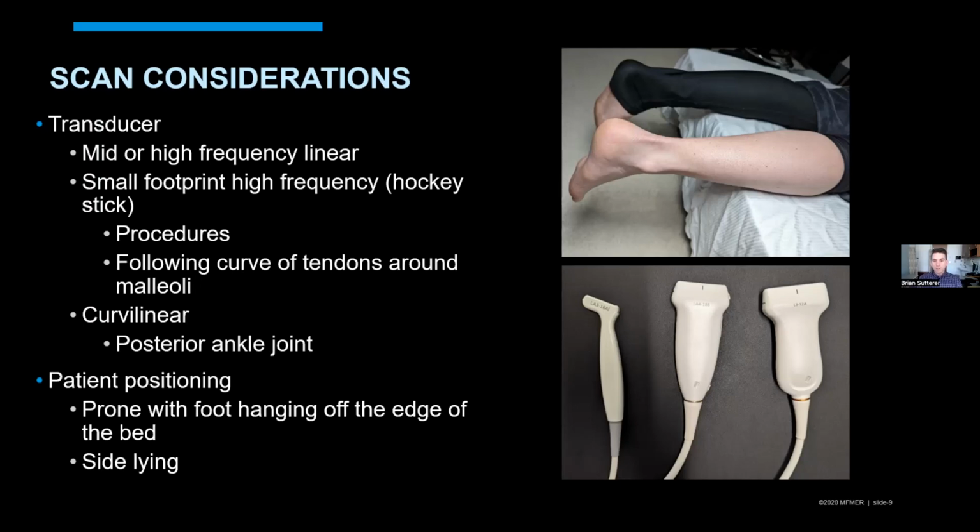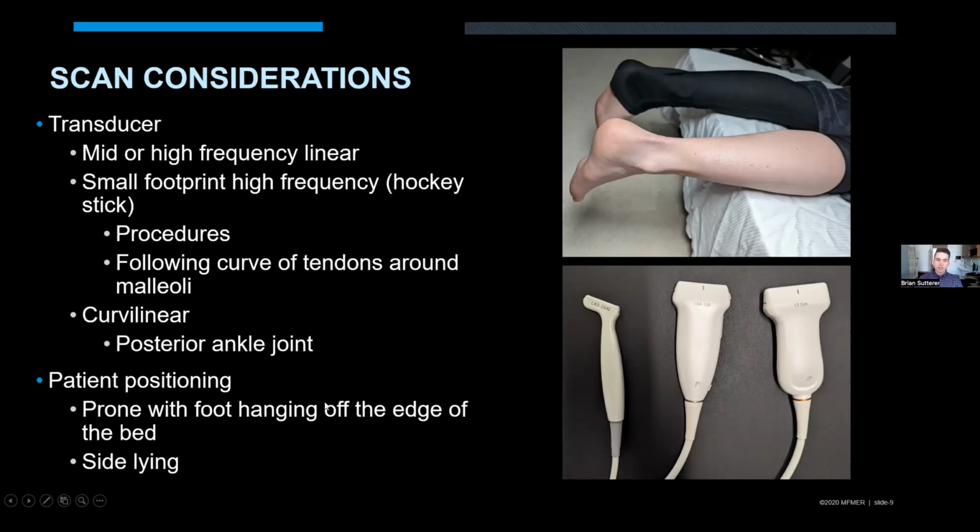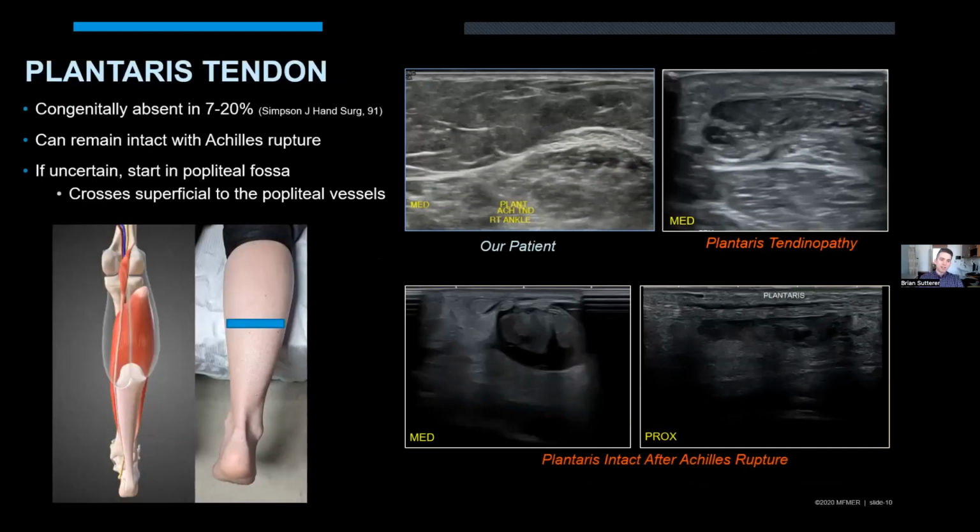The small footprint, high frequency, like our hockey stick transducer, can be very helpful for doing procedures in this area, and is also very helpful if you're having difficulty following some of the structures around the malleoli. That smaller footprint can be much easier to trace those contours. Curvilinear might be used if you're trying to get much deeper to look at the ankle joint or the subtalar joint. And then in terms of patient positioning, typically going to have the patient prone and then side lying with either the lateral or the medial side upwards, depending on if you're trying to look more at the medial or lateral structures.